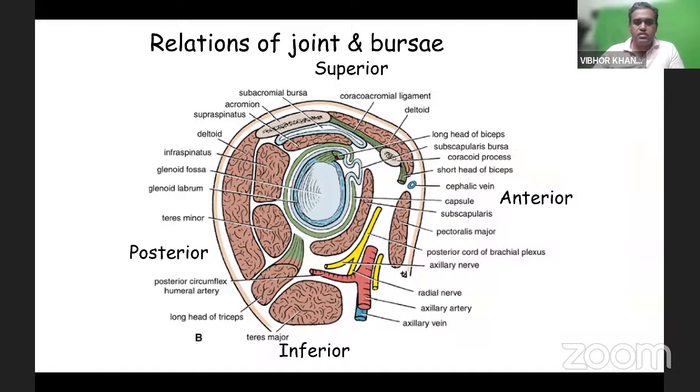So over here you have to simply make a joint in the middle, right? Then try to make some muscles around it. These are the ones, obviously, the rotator cuff muscles. Try to make the capsule, try to make the bursa over here, and then try to make a couple of bones like acromion and coracoid over here, and a couple more muscles.